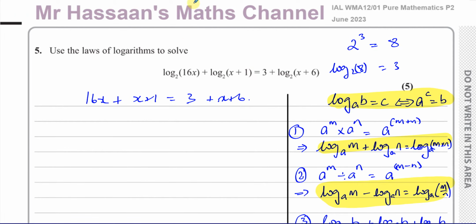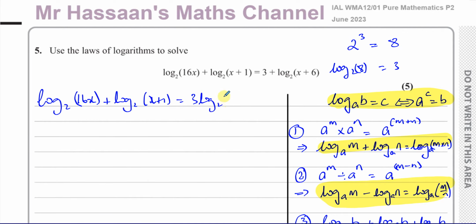Or some of them will say, let's write this as log to the base 2 of 16x plus log to the base 2 of x plus 1 equals 3 times log to the base 2 of 2 plus log to the base 2 of x plus 6, because we know log to the base 2 of 2 is equal to 1. Why? Because 2 to the power of 1 equals 2. So some people will do that, and they'll say, okay, now we can just get rid of the logs.